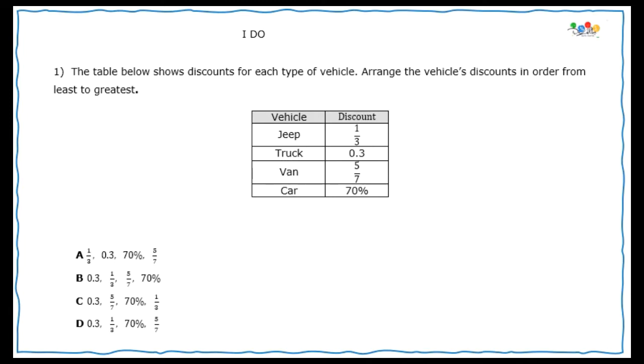Any volunteers to read? Oops, never mind. I need to read it, right? Okay, so let me read the question. It says, the table below shows discounts for every type of vehicle. Arrange the vehicle's discount in order from least to greatest.